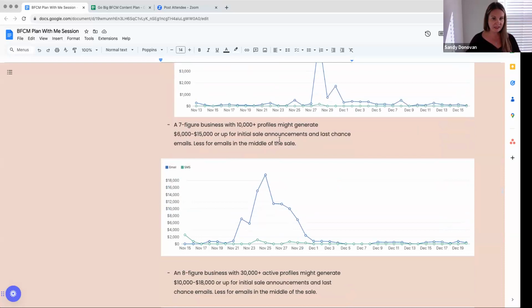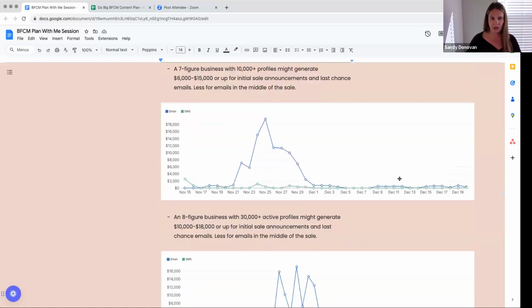Now, if you're a 7-figure business, you have 10,000 or more profiles, and you might generate 6 to 15,000 for an initial sale announcement or a last chance email. You're going to generate less for the reminders, but it's still going to be significant. Again, we can see roughly what they were generating. So some days are higher, like November 15th, they sent out a campaign and you can see that it's a little higher, about 2,000. But then when they sent out their Black Friday announcement, it's going to be huge. It's going to be about 19,000, right? And you can see their reminders, like this is a reminder, this is a reminder.